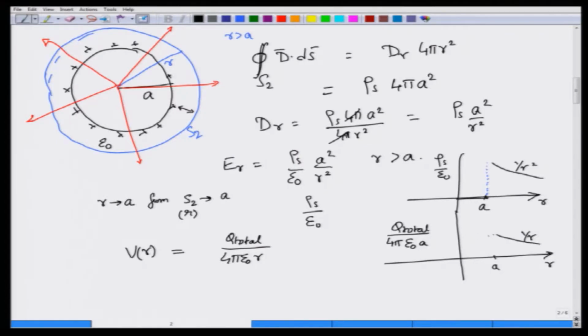Now, what will be the potential to the left? Will it be 0 or will it be some finite value? It is interesting to see that the potential will not actually go to 0. The potential will be constant and continuous at this point, whereas the electric field was discontinuous. This potential is actually continuous. Now, why would the potential be continuous and why is the potential not going to 0 inside the shell?